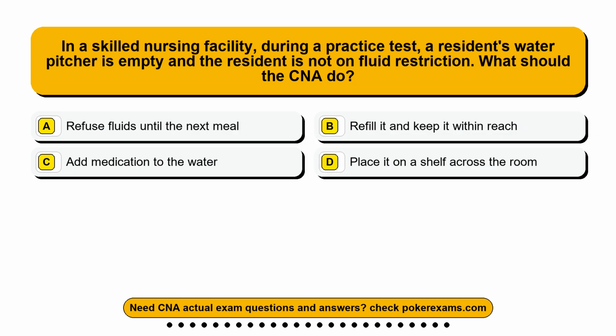Question 7. In a skilled nursing facility, during a practice test, a resident's water pitcher is empty and the resident is not on fluid restriction. What should the CNA do? Option A. Refuse fluids until the next meal. Option B. Refill it and keep it within reach. Option C. Add medication to the water. Option D. Place it on a shelf across the room.